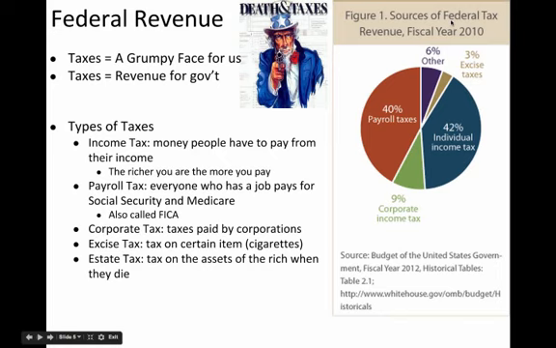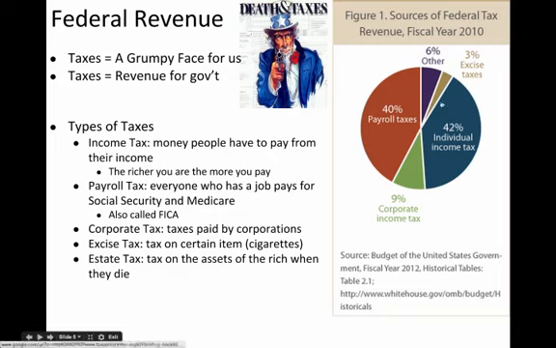Let's talk a little bit about federal revenue. Here's how the federal government gets its revenue. The types of taxes that our federal government has: income tax, which I briefly just talked about. That's money you have to pay from your income. There's the payroll tax. Those are taxes that basically support Social Security and Medicare. Corporations pay taxes as well. There's the excise tax, which is, like I said, on cigarettes and other items like that. And the estate tax, a tax on the assets of the rich when they die.